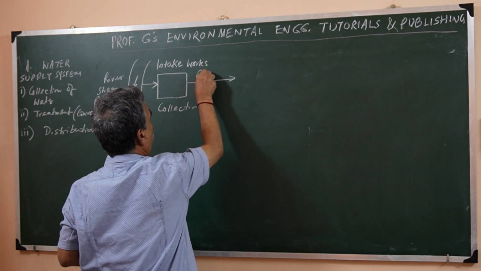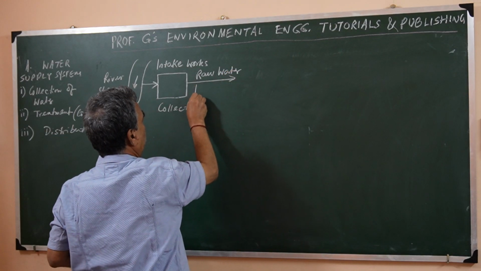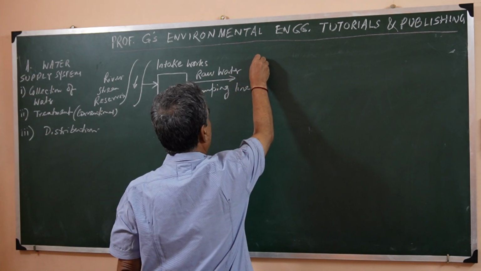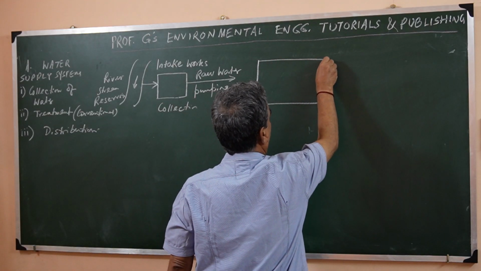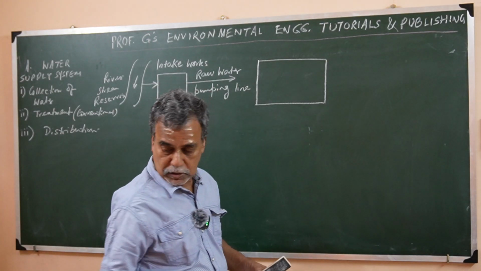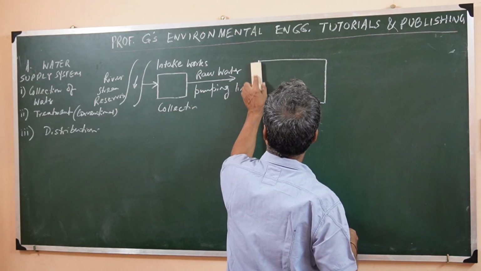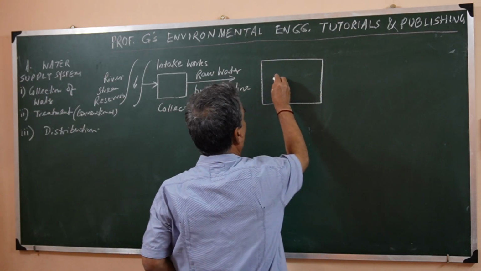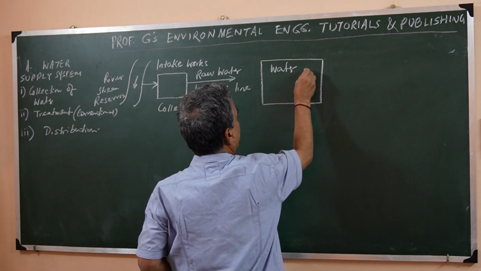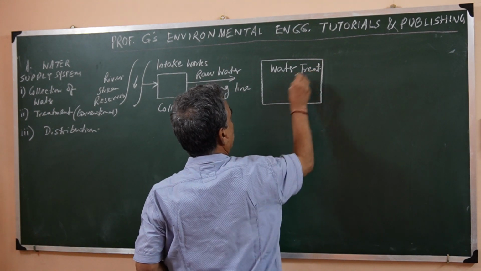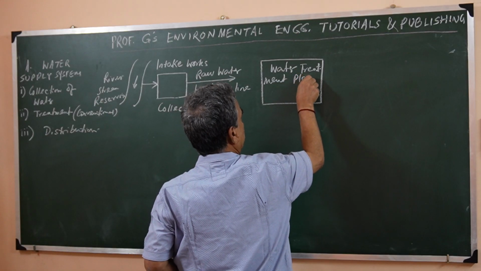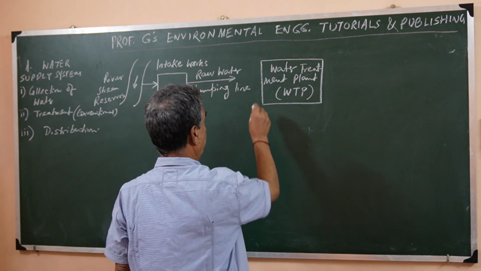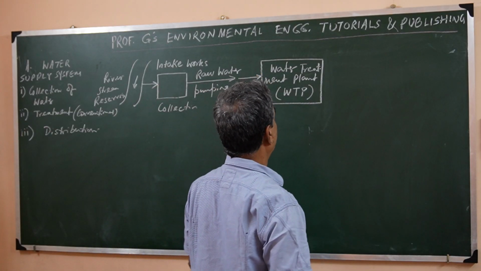This is called the raw water pumping system, pumping lines. So this is going to the treatment unit or the treatment plant. That we will term as the water treatment plant, that is WTP. Of course, conventional, once again I repeat, not a very advanced type also, usually for public water supply system.